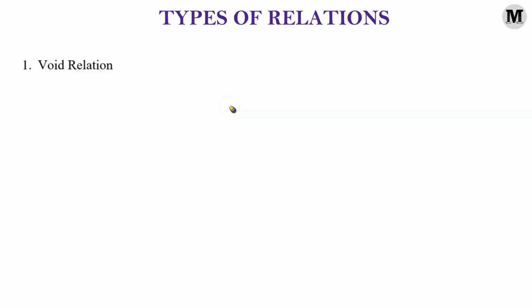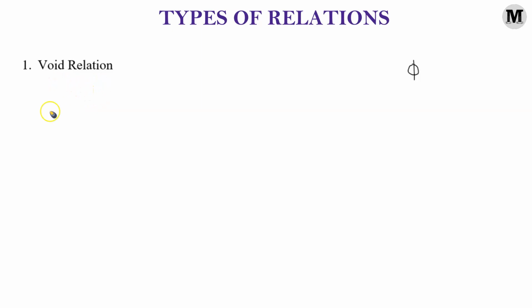Now let's discuss different types of relation. We start with the most basic one, which is a void relation. If you recall from set theory, if a set contains no elements, we simply refer to it as the null set. Right. So here, let us suppose we have a set A.